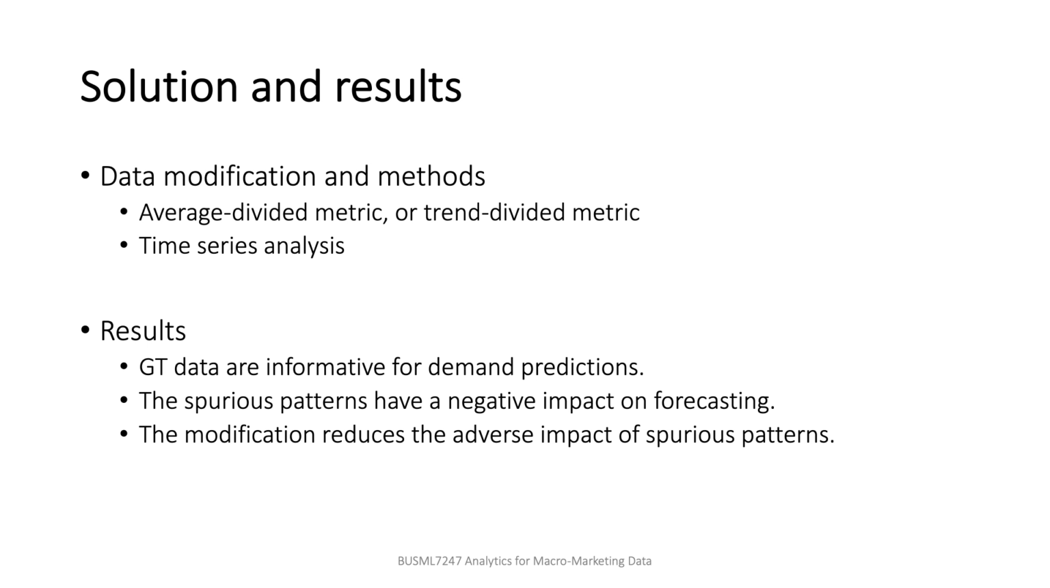To remove or minimize the effects of the spurious patterns, the authors suggest a data modification method. Then, they apply the modified data to forecasting tourist arrivals. The results show that GT data are informative for demand predictions, but the spurious patterns have a negative impact on forecasting. And the proposed modification method successfully reduces the adverse impact of the spurious patterns.